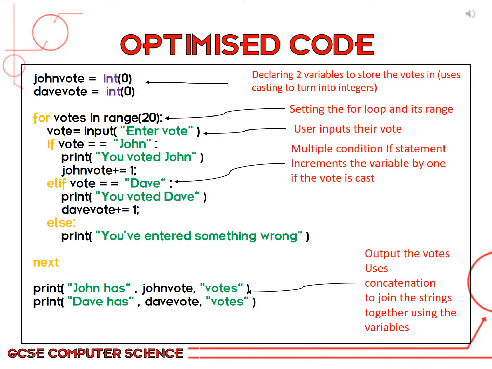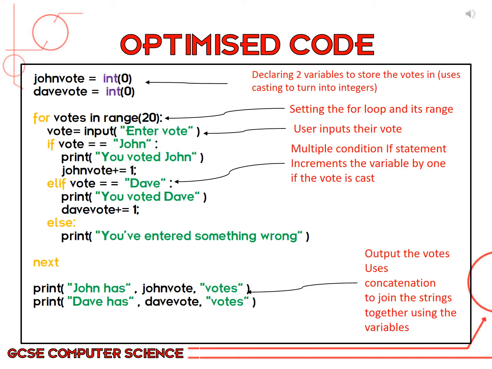So let's have a little look at some optimized code for that program. By this stage, you should have a little bit more of an idea of how to program and what's involved. So here at the start, I'm just going to declare 2 variables. That's not usually necessary in Python, but I'm going to do it just because it's good practice for pseudocode, and you do it that way in a lot of other programming languages. So I'm declaring 2 variables, John vote and Dave vote. I'm going to set them as integers so that we can actually add up the votes at the end. Also, I'm going to set them to 0 to start with.